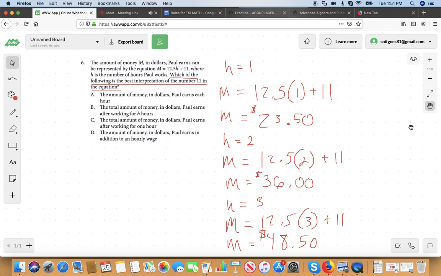The amount of money in dollars Paul earns each hour. Okay. Is 11 the amount of money he earns each hour? Is that the amount of... No. Right? We already established, we see that as $12.50. We calculated that easily, right? It's not 11, it's $12.50. So A's gone. Does that make sense? Really easily. He's making $12.50 an hour. We already figured it out. We went from 1 to 2 to 3 hours and saw what the change was.